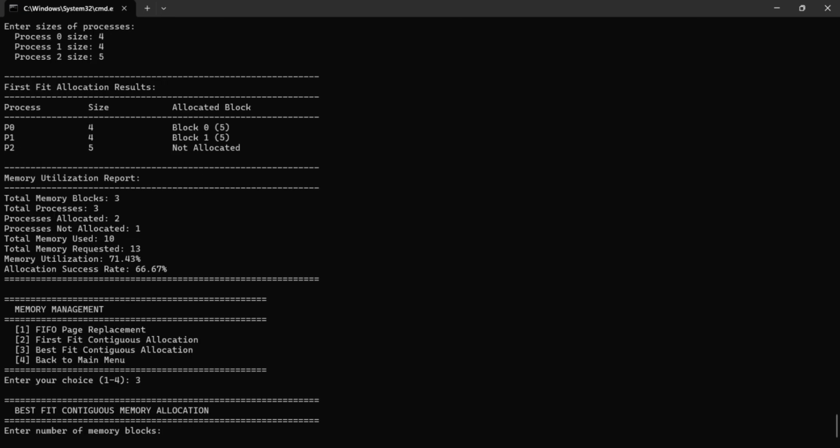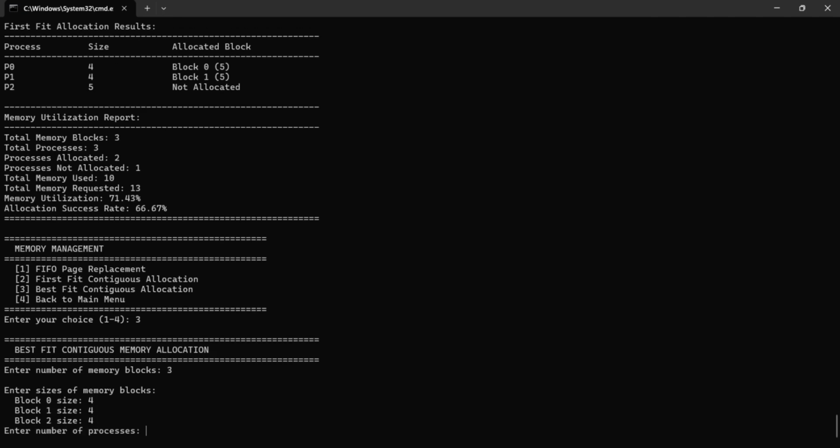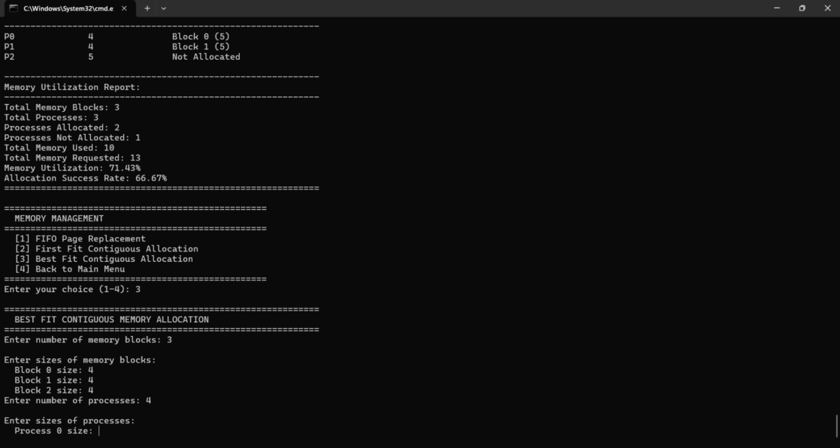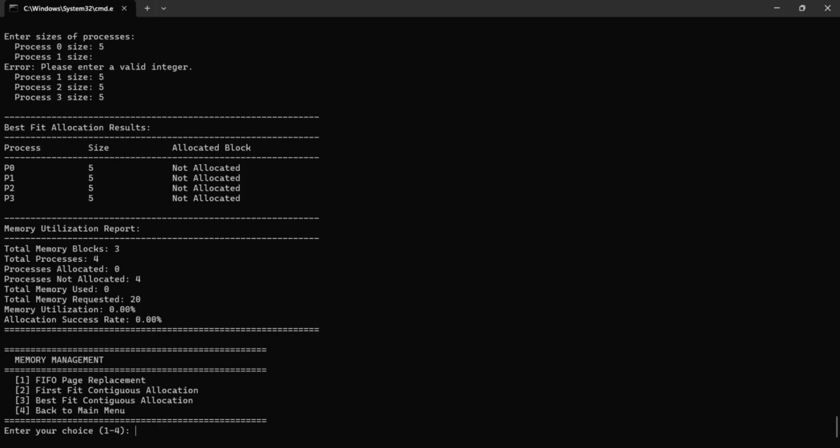The third strategy is the best fit. It selects the smallest suitable memory block in order to minimize wasted space. And the worst fit allocates the largest available block to leave larger remaining free partitions.